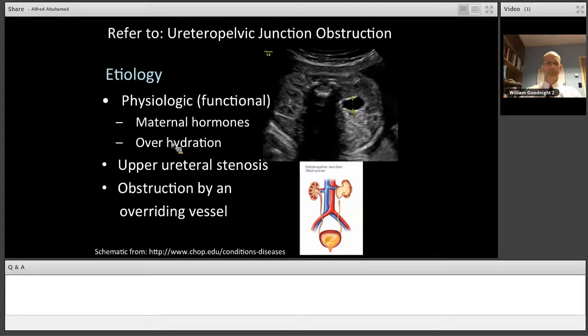This is what we refer to as a ureteropelvic junction obstruction. And in ureteropelvic junction obstruction, this is a nice schematic from CHOP, from their website. You see dilation of the renal pelvis, but the distal ureter is normal in size.